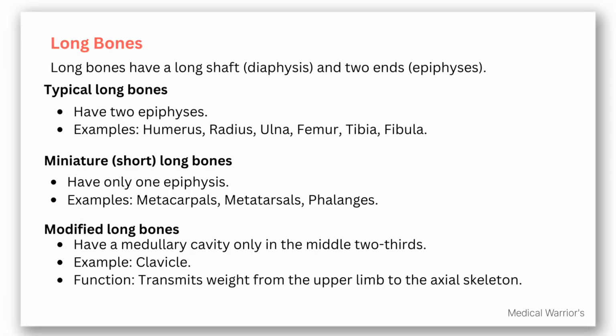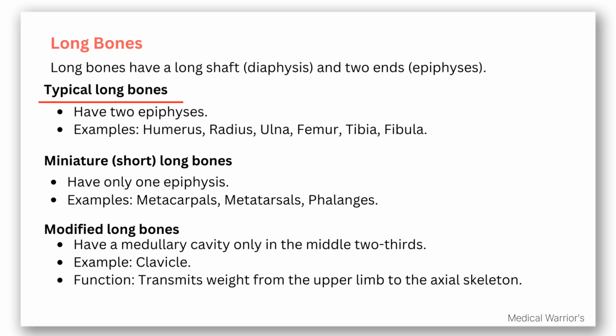Now we are going to study about long bones in detail. Long bone has a shaft and 2 ends. Each long bone has an elongated shaft and 2 expanded ends which are smooth and articular. The shaft typically has 3 surfaces separated by 3 borders, a central medullary cavity and a nutrient foramen directed away from the growing end. Examples: typical long bone, miniature or short long bone, or modified long bones.